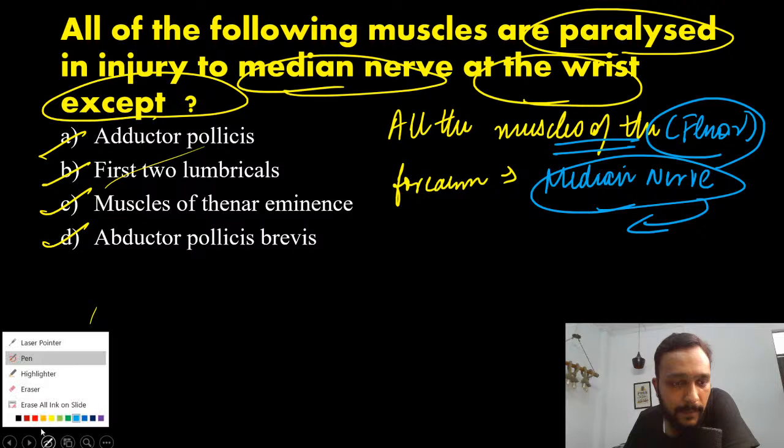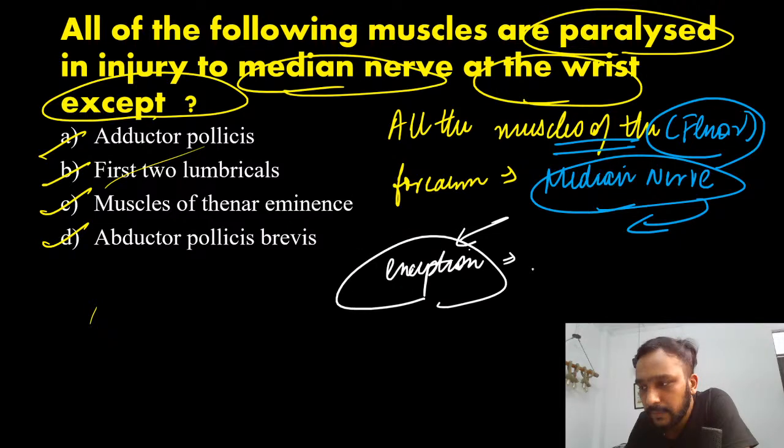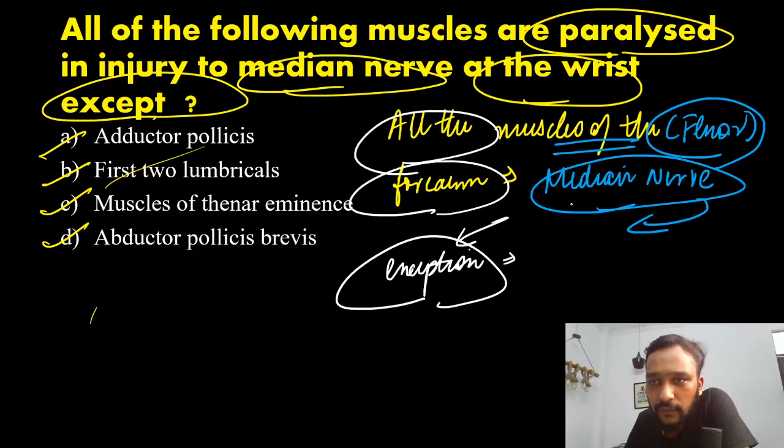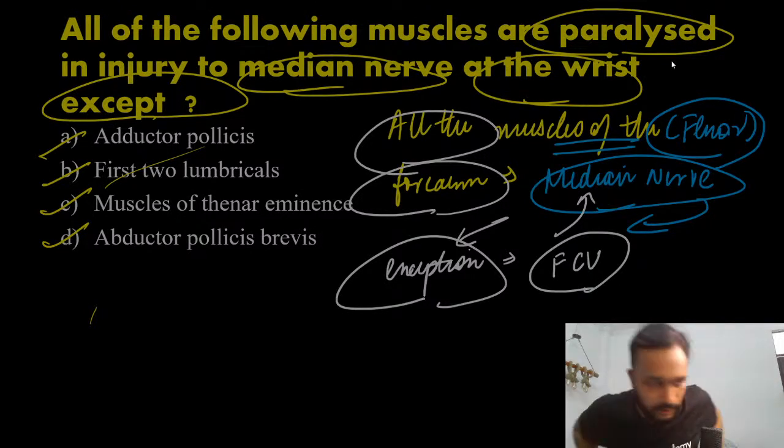So what will the examiner do? The examiner will ask you the exception here. What is the exception here? Yes, very good Sukhbir Singh. All the muscles of the flexor compartment of the forearm are supplied by the median nerve. The exception is flexor carpi ulnaris muscle. Very good. Just hold on.